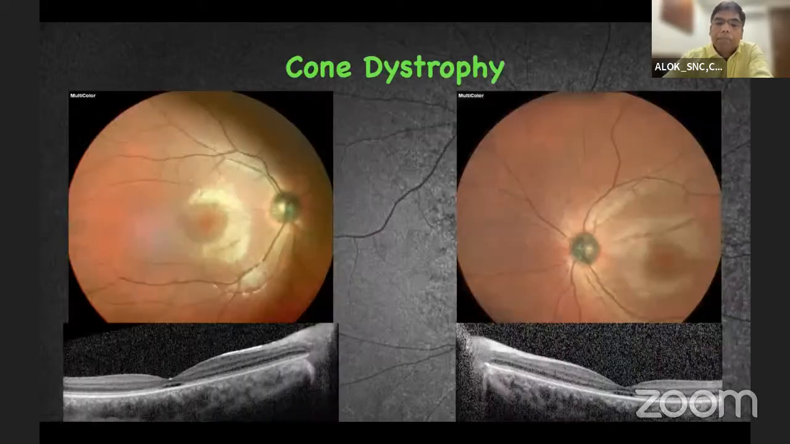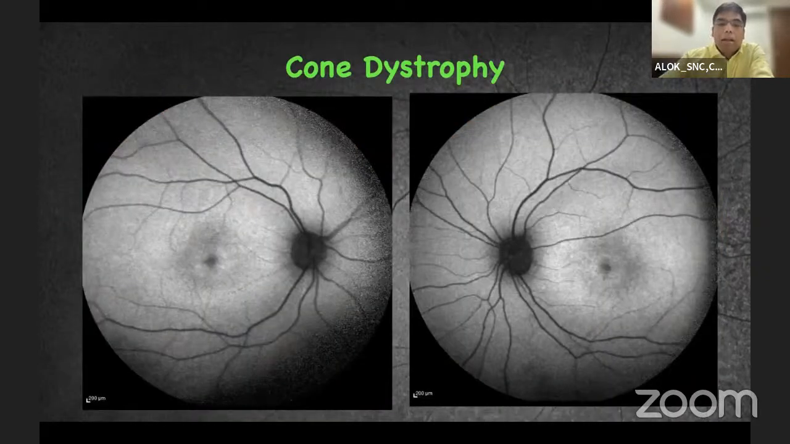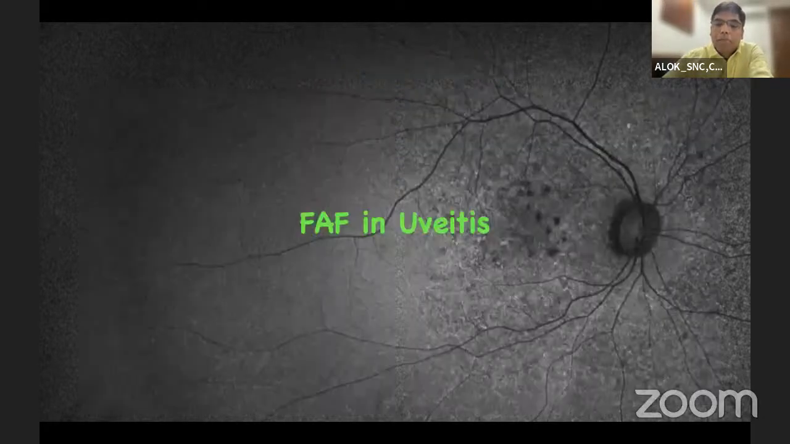The dark area is because of the blocked autofluorescence due to the fluid, and at times because of the RPE atrophy that sets in. Now, this is a case of cone dystrophy where the patient usually presents with day blindness and photophobia. And you can see that there is a loss of outer retina at the fovea. And when you do an autofluorescence, you'll see this bull's eye like maculopathy, where you have stippled hyperautofluorescence surrounding the fovea, as you can see here in these two images.